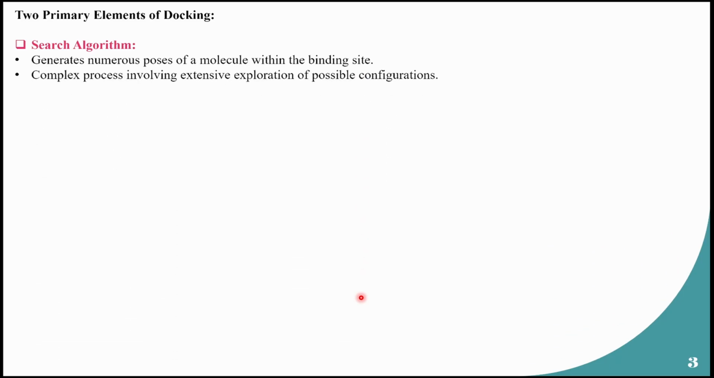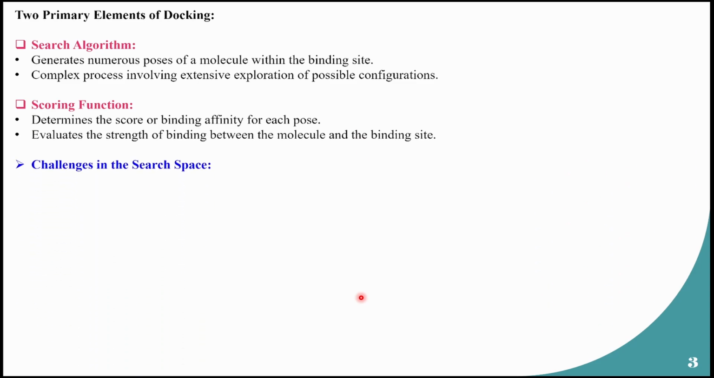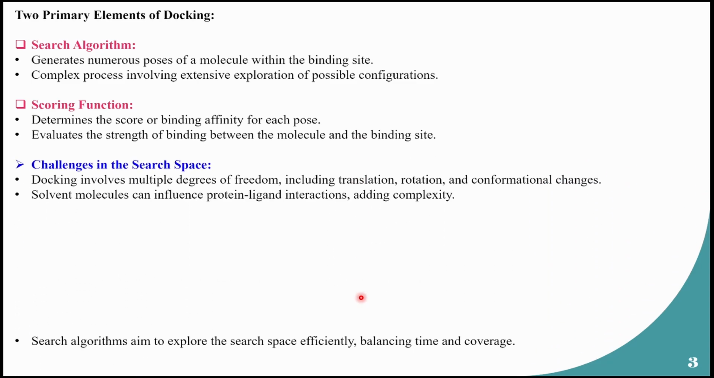It was firstly the search algorithm, right? The search algorithm, which is the algorithm that generates a range of poses within the binding site of the protein. And these numerous generated poses are assigned a score via something called the scoring function. Okay, so the search algorithm and scoring function are the two primary elements of docking.